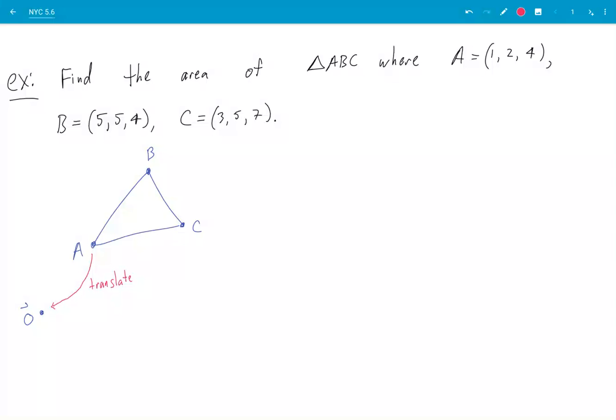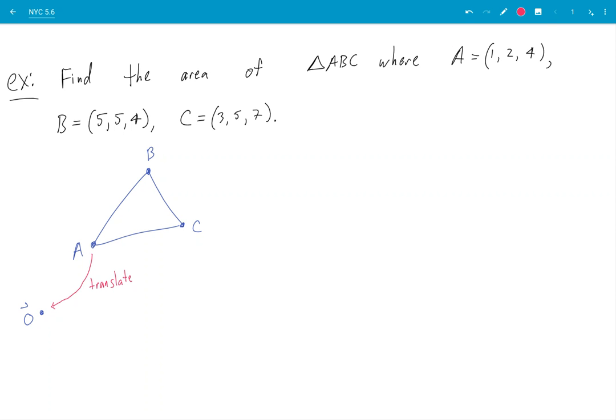Okay, so I want to find an area of a triangle, presumably using the property. This triangle right now is floating in space away from the origin, so we're going to move it. We're going to move everything, A, B, and C, so that A ends up at the origin. What we'll do is subtract 1, 2, 4 from everything.